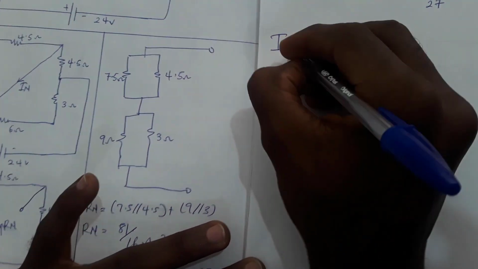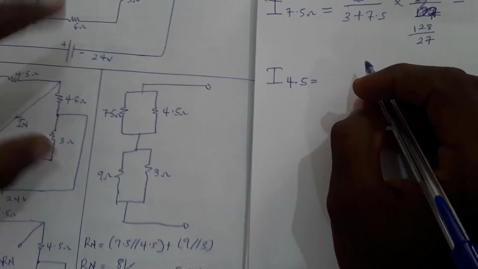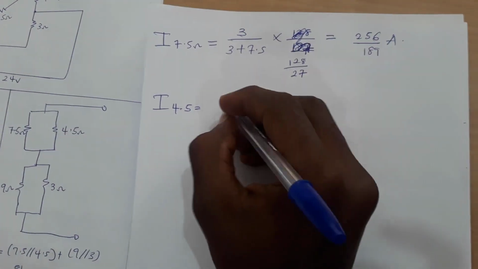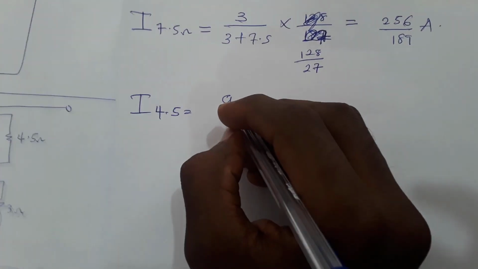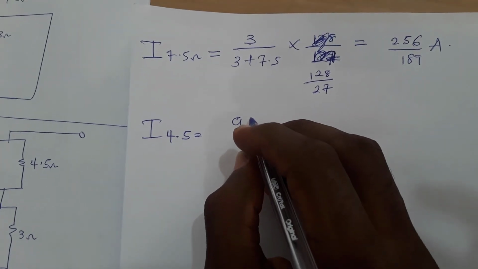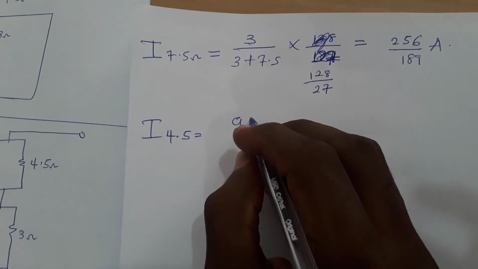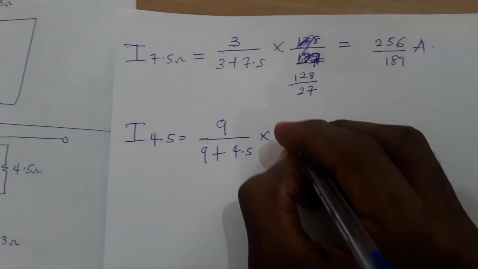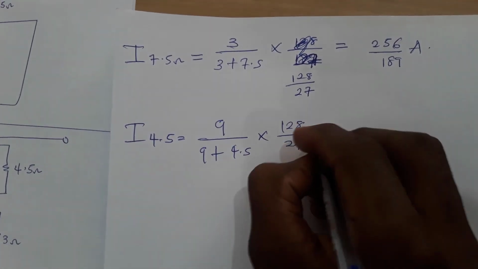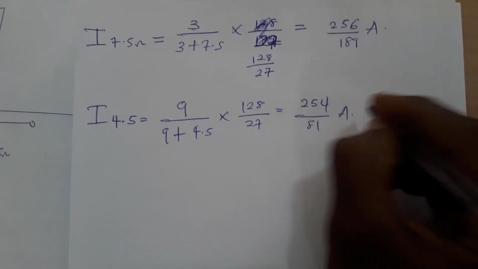So now the current in the 4.5 ohm resistor will be the opposite resistor out of the sum of the resistors times the total current. So it will be 9, because we have 6 and 3, so it will be 6 plus 3, which is 9, out of 9 plus 4.5 times the total current, that is 128 out of 27, which will give us 254 out of 81 amperes.